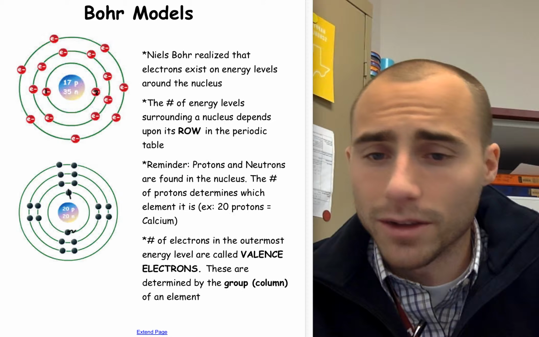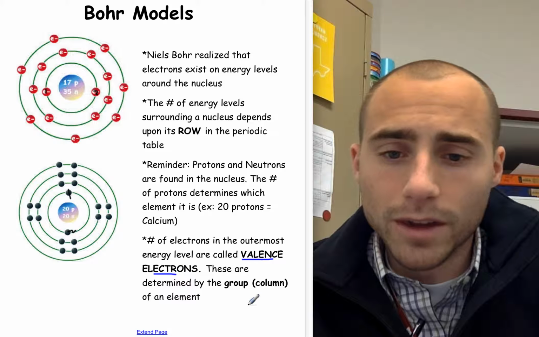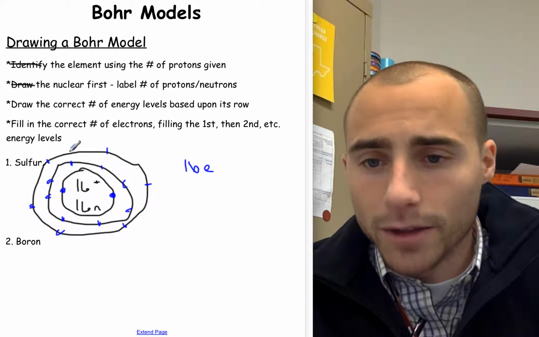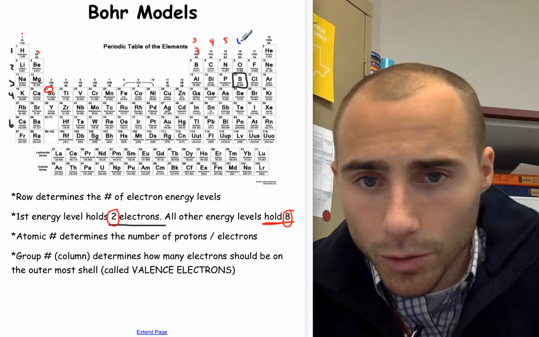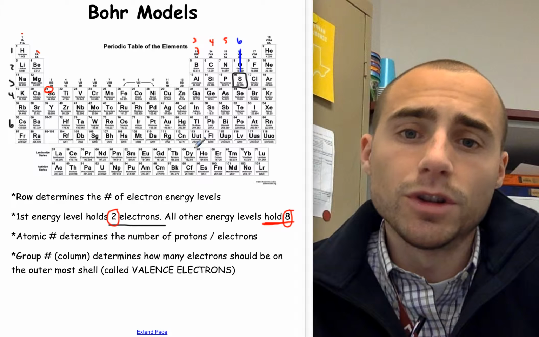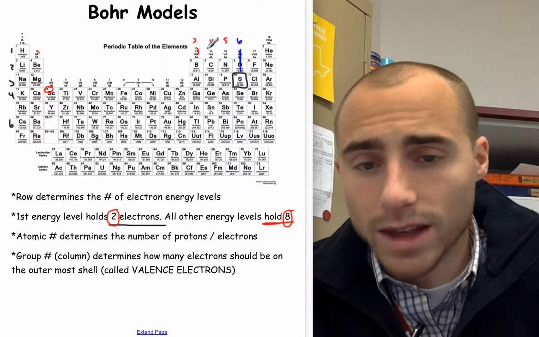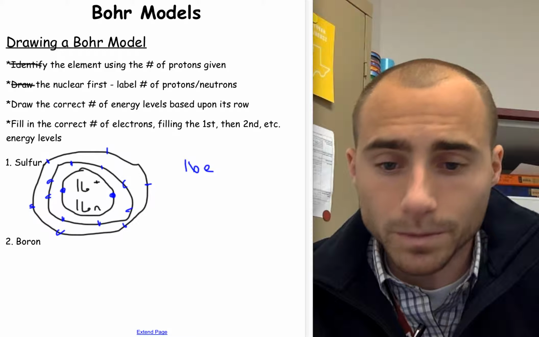Now remember when I said valence electrons? That's how many are on the outermost energy level, and that's determined by the group number. Well, we have 6 valence electrons here, and if we look at sulfur, it is in group number 6. So we can check our work and realize we have the correct number of valence electrons because it's in group number 6 and we have 6 valence electrons. Let's do one more. We have boron right here.